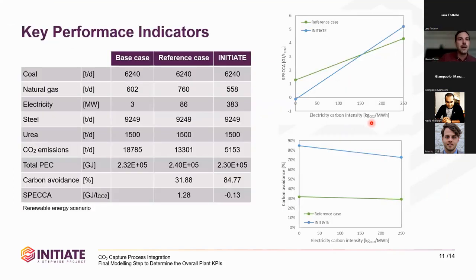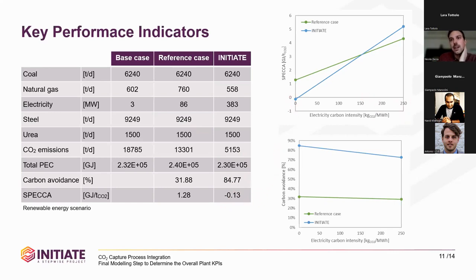Here I reported some of the KPIs computed for the INITIATE large scale plant. And we can see the advantages for INITIATE with respect to the base and the reference case, in which we are producing in all the cases the same amount of urea, but we have a reduction in CO2 emission and a reduction in primary energy consumption for the renewable energy scenario. This means we have a carbon avoidance of almost 85% and a negative SPECCA, meaning that we are reducing the primary energy consumption and we are reducing the CO2 emission. And this is a very important result of the industrial symbiosis.